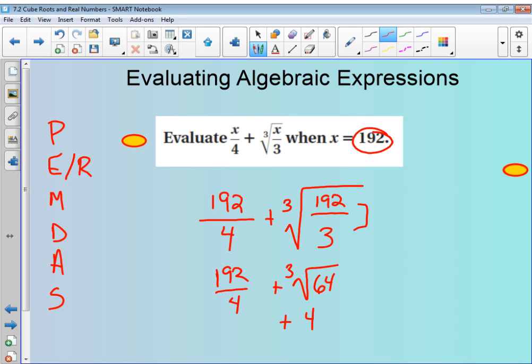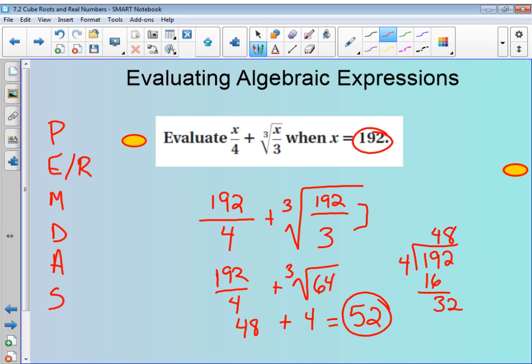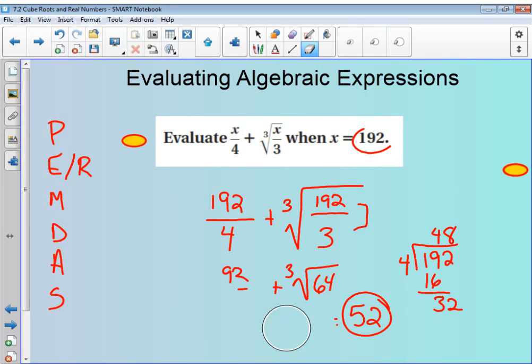And I also need to do 192 divided by 4. So 4 will go into 19 4 times, which gives me 16. I have 3 left over. Bring down my 2, 4 into 32, 8 times. So this is 48. Final step would be 48 plus 4 gives me 52. So there's not a whole lot that we're adding. It's just that now we're substituting in what they're telling us x is worth.